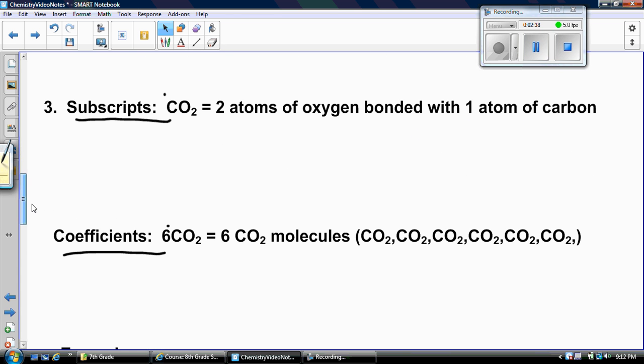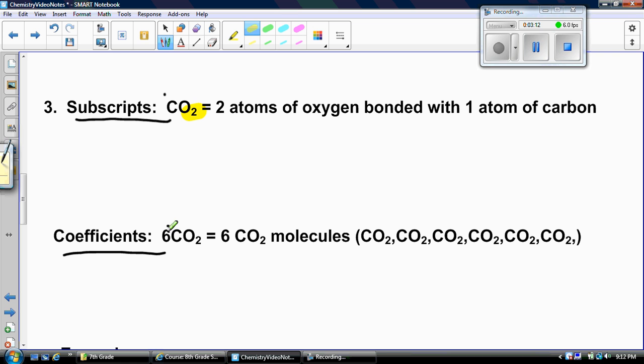Okay, when you look at a chemical equation, you're going to see a couple of things: subscripts and coefficients. Subscripts are these tiny numbers down here. Because the 2 is attached to the O, the oxygen atom, that means there are 2 atoms of oxygen bonded with 1 atom of carbon. The 2 is not attached to the carbon, so it has nothing to do with the carbon. It only has to do with the oxygen. It's telling you how many atoms of that element. There are 2 oxygen bonded with 1 carbon.